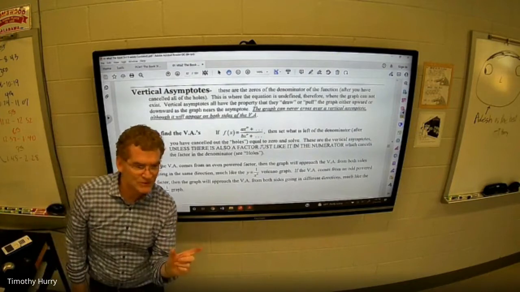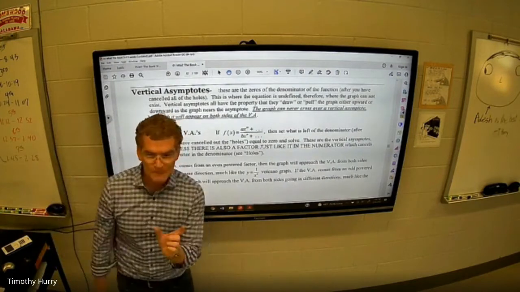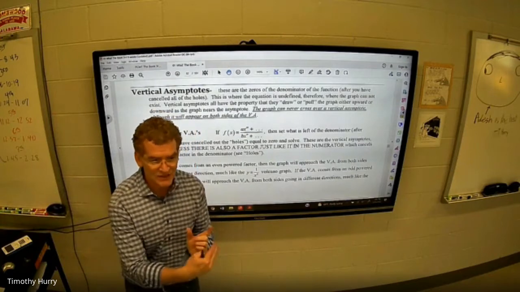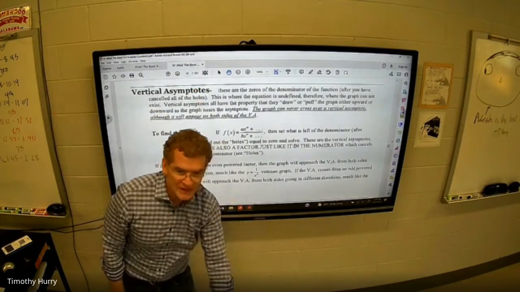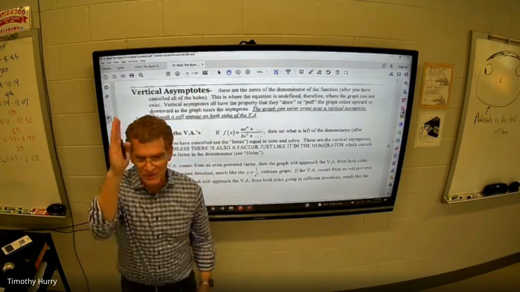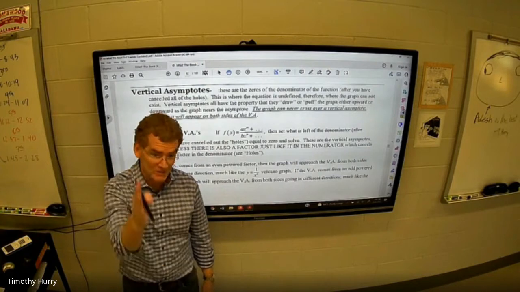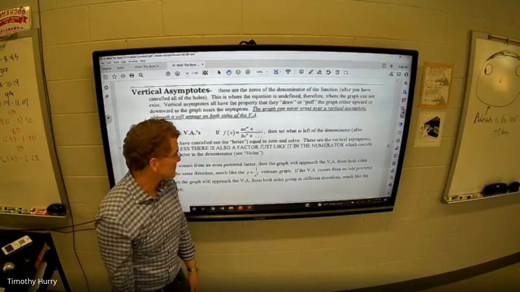If I have a factor in the bottom that's 2x minus 1, set it equal to 0, add the 1, divided by 2, I get x equals a half. There's a vertical asymptote at x equals a half. I always put dotted lines for my asymptotes because dotted lines mean they're not there. Solid lines means it's part of the graph. So dotted lines. But that's it.